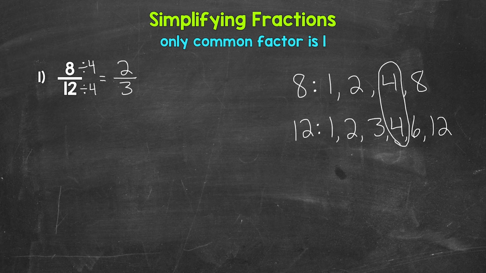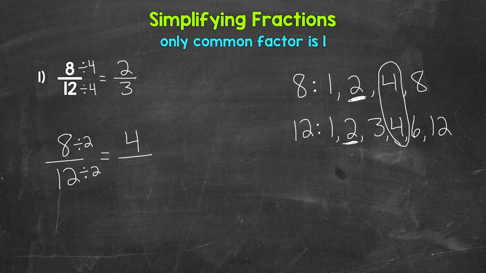When we simplify, there may be multiple paths, multiple ways that we can simplify. So for example, let's say we divided 8 and 12 by the common factor of 2. So let's write this out, 8/12. And let's say again that we divided by that common factor of 2. So 8 divided by 2 and 12 divided by 2. 8 divided by 2 gives us 4, and 12 divided by 2 gives us 6. So we end up with 4/6, which is different than our simplified fraction of 2/3.